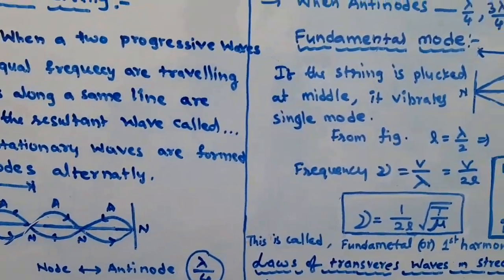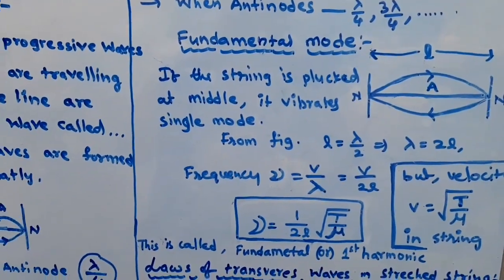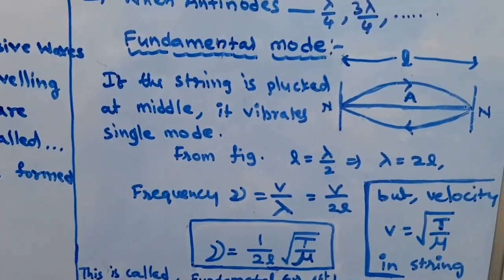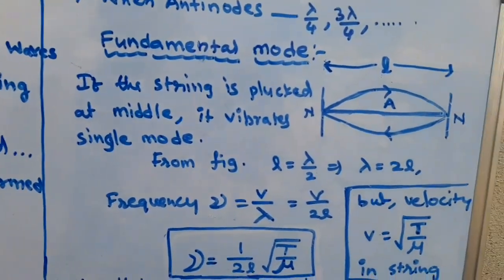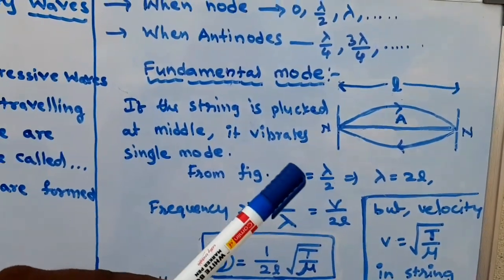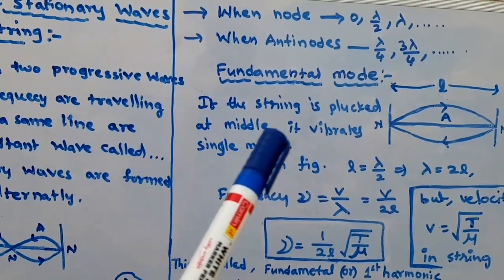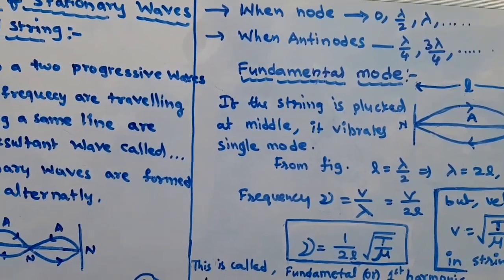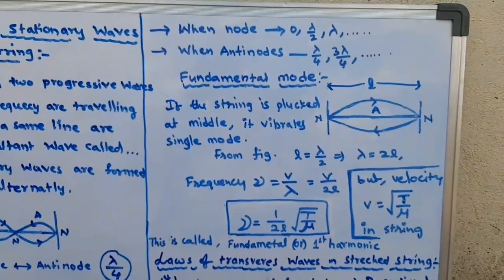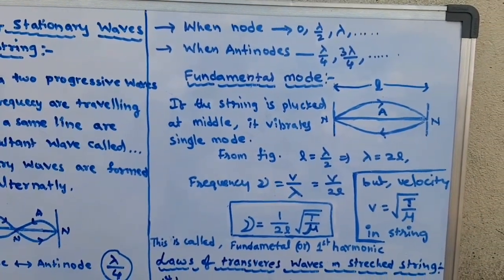In this mode of vibration, I am going to explain the fundamental mode of frequency. What is the meaning of fundamental? Fundamental means a single mode of vibration. Look at the diagram, you can see this is a single mode of vibration. It happens when a string is plucked at the middle, it vibrates in a single mode. This type of mode formed in stationary waves is named the fundamental mode of vibration.